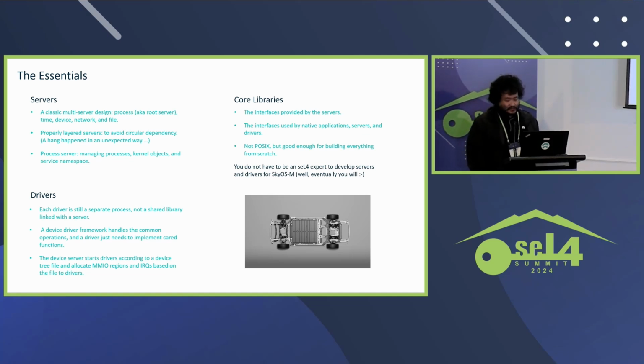The process server is critical, right? It's responsible for creating processes, managing kernel objects, and also service discovery. For example, if the application wants to talk with the network server, it first queries the process server, saying, oh, where can I get the network server? Should the policy allow so, the process server will create a channel between the application and the network server.